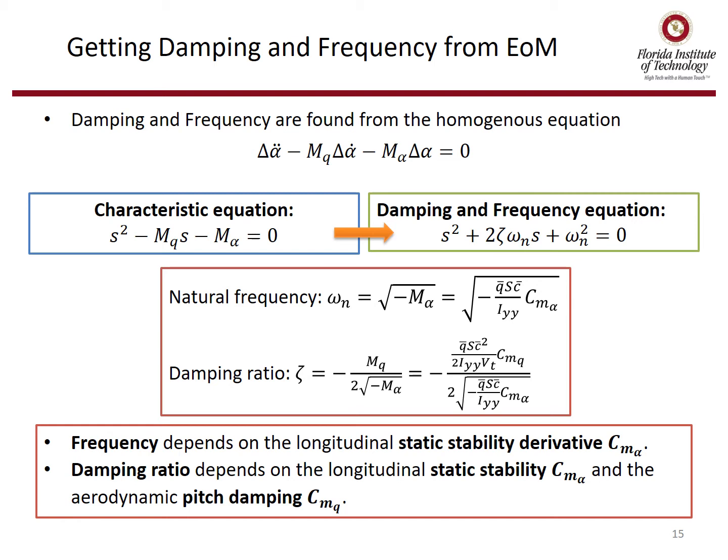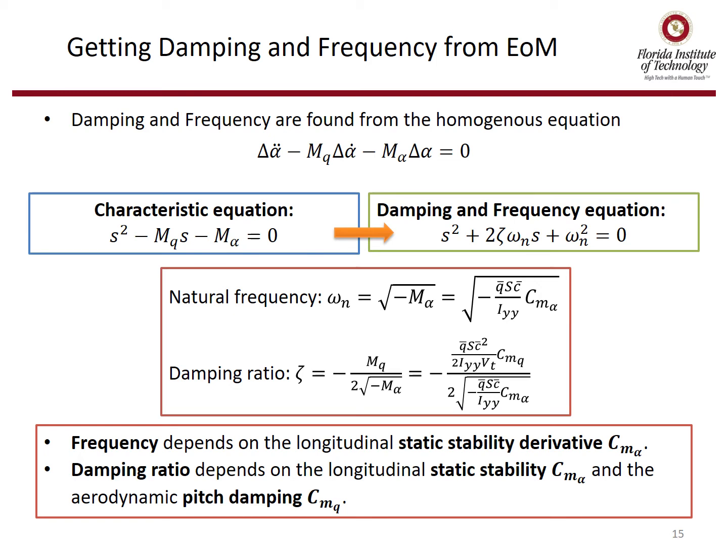Omega n, the natural frequency, is going to be the square root of negative m alpha. And we know for static stability, m alpha needs to be negative, so it's going to be negative and negative, and that will be a positive real root. But we have the equation for natural frequency in terms of the stability derivative m alpha or cm alpha. The damping ratio zeta is minus mq divided by 2 times the square root of negative m alpha.